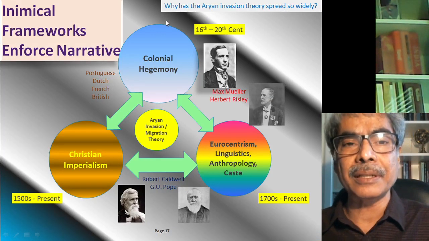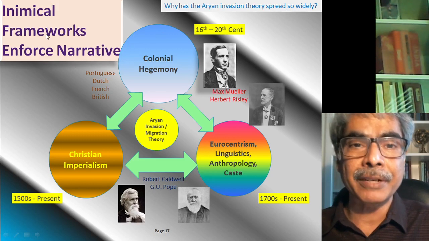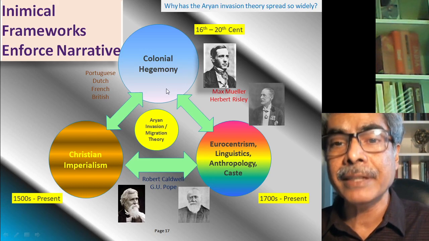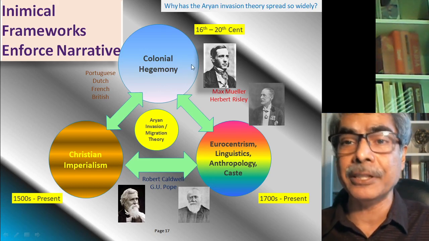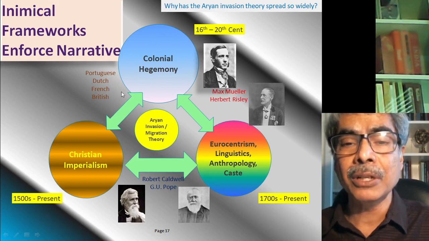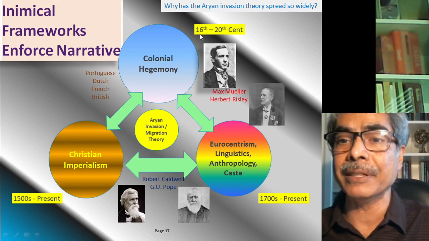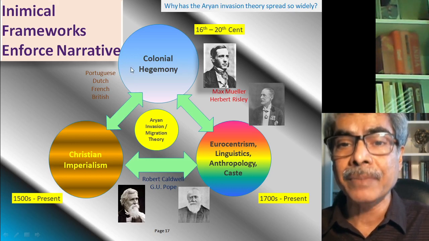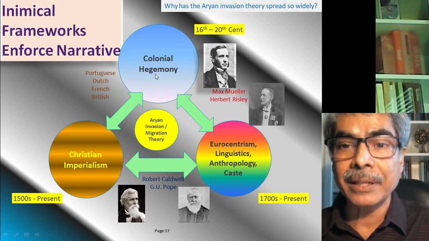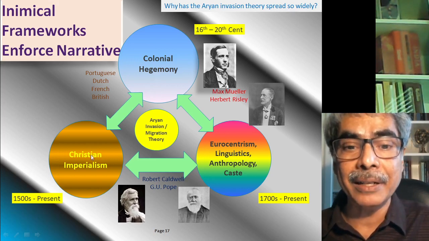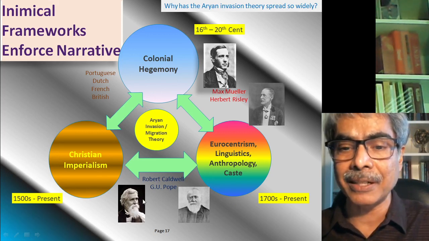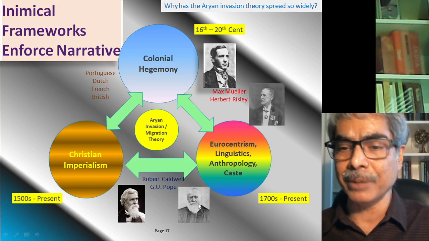Well, it turns out that there are several inimical frameworks that have enforced this narrative on the Indian history. And we see that with the onset of colonial hegemony. People like the Portuguese, the Dutch, the French, and the British, who at various points invaded India between the 16th to the 20th century, they came about with this narrative. So that is one component of the story. Every time the colonialists came about, they came hand in hand with Christian imperialism. Between 1500s to present times, we see missionaries like Robert Caldwell, G. U. Pope, and others.